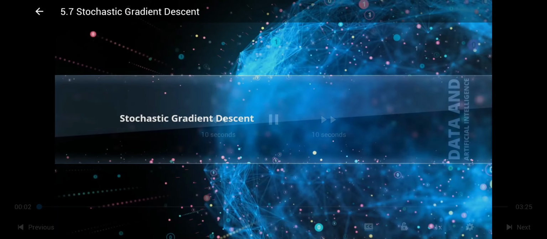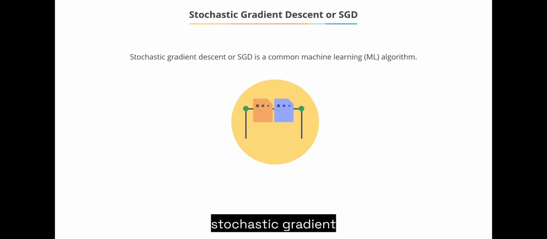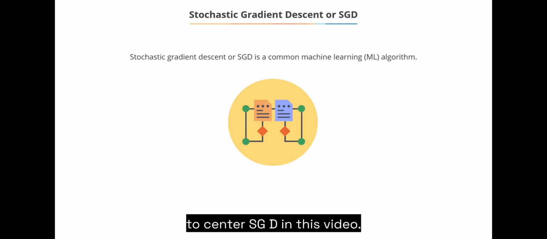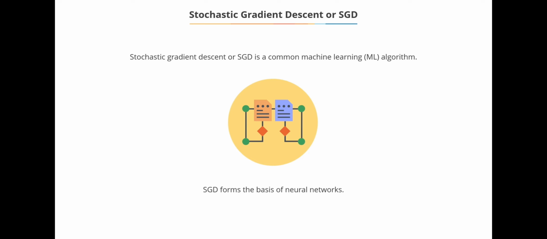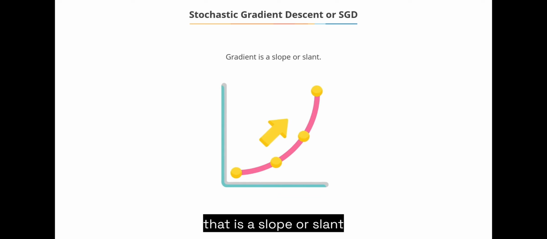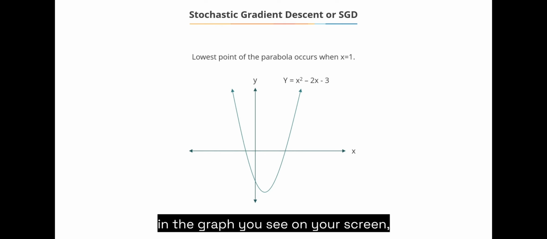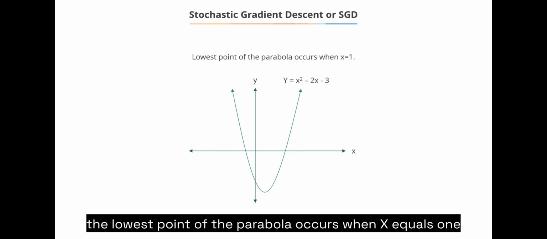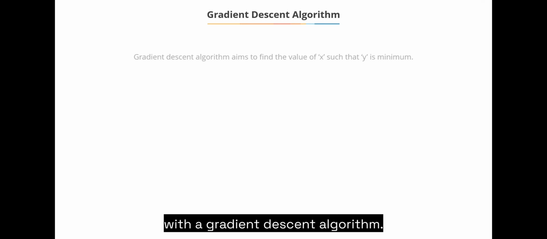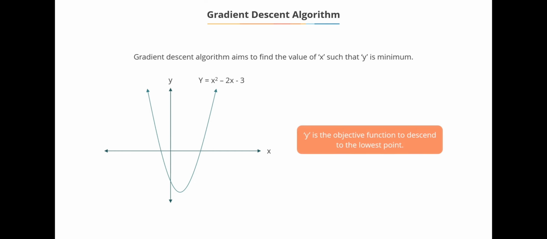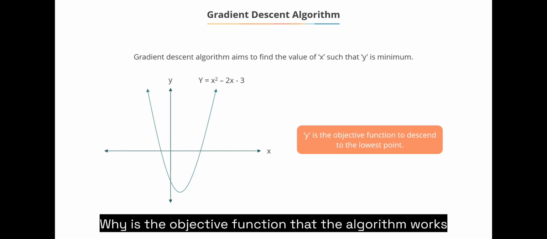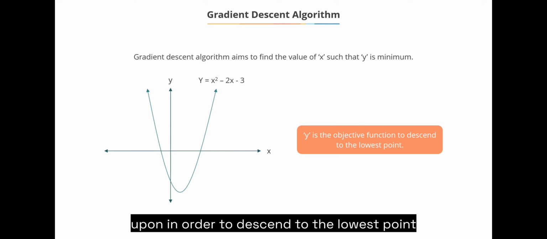Stochastic gradient descent. Let's learn about stochastic gradient descent, or SGD, in this video. This is a common ML algorithm and forms the basis of neural networks. Let's start with the word gradient, that is a slope or slant. Gradient descent means descending a slope to reach the lowest point on that surface. In the graph you see on your screen, the lowest point of the parabola occurs when x equals 1. With a gradient descent algorithm, we aim to find the value of x such that y is minimum. Y is the objective function that the algorithm works upon in order to descend to the lowest point.